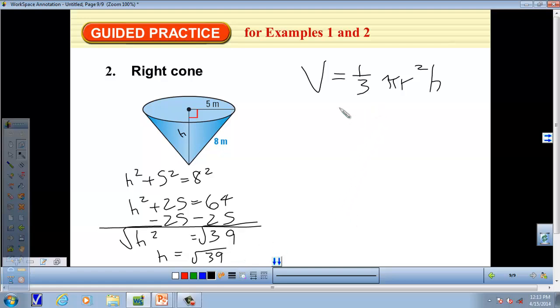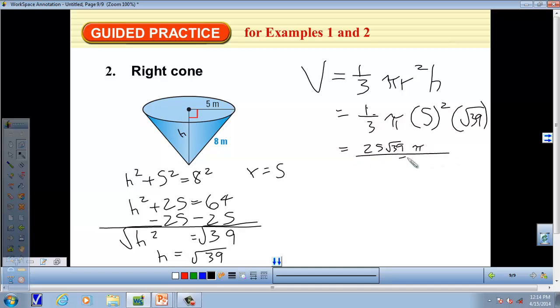That's our height. We know what our radius is. Our radius is 5. This time we're not going to be able to cancel anything out, so we're just going to keep it as is. We have 1/3 times pi times 5 squared times rad 39. So we're going to have 25 rad 39 times pi over 3.